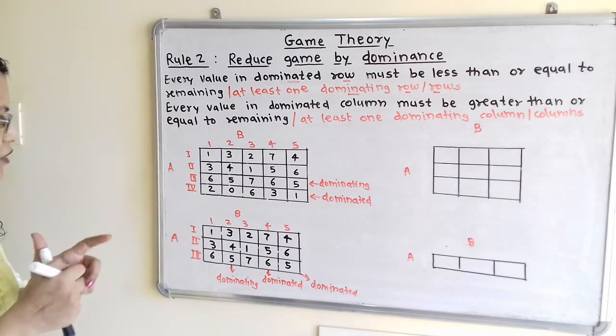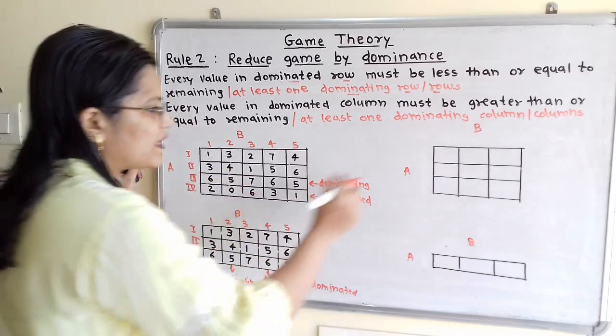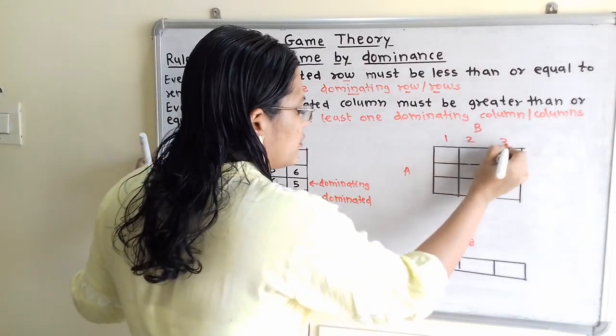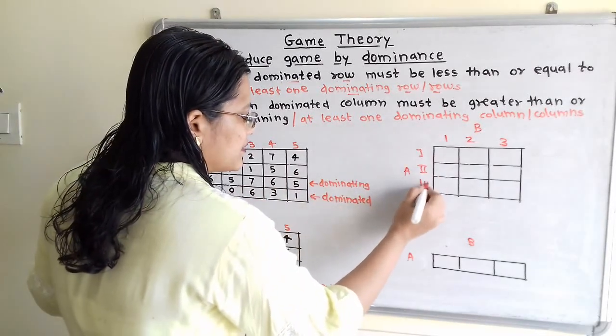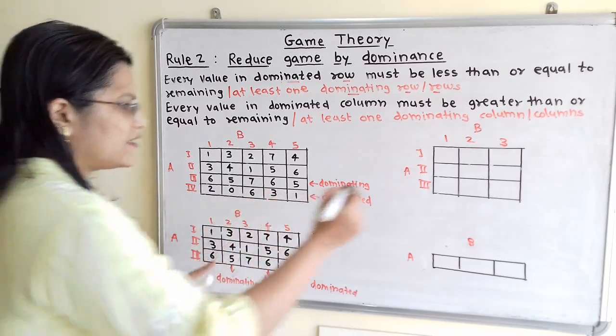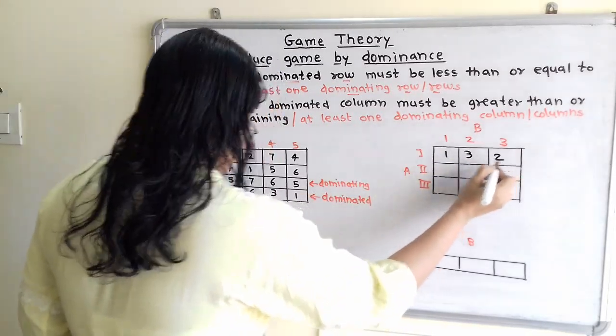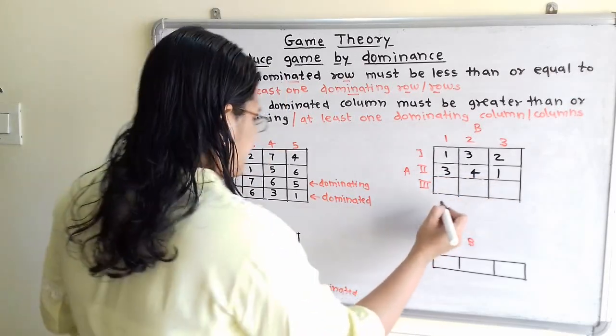So I will repeat the remaining values. We have to give the numbers of columns because 4 and 5 are removed. The remaining are columns 1, 2, 3 and rows 1, 2 and 3. Now I will write the numbers: 1, 3, 2, then 3, 4, 1, and then 6, 5, 7.